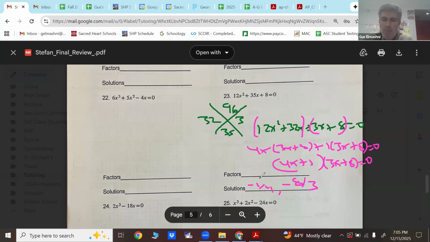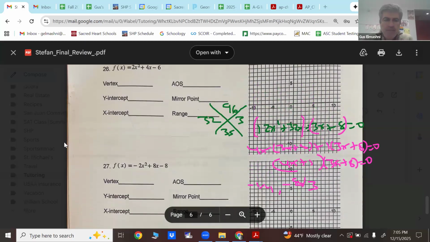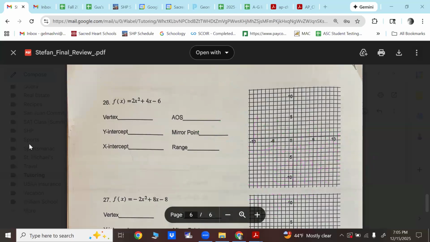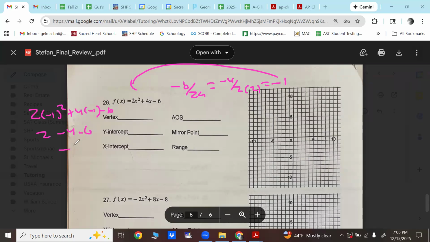Okay. That's pretty straightforward there. For graphing, remember to do negative b over 2a to find the x coordinate of the vertex. So negative 4 over 2 times 2, that's negative 1. Throw it back into the equation. That's 2 times negative 1 squared, which is 2, plus 4 times negative 1, which is negative 4, minus 6. That gets you negative 8. So that's your vertex.